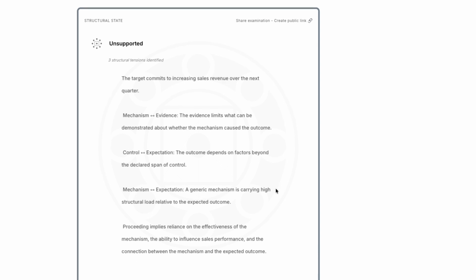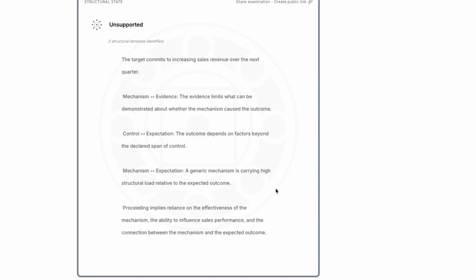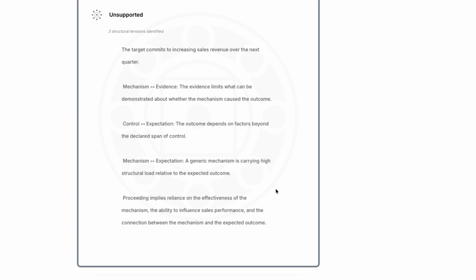Okay, so it's coming back as unsupported structurally. We've got 3 tensions identified. We've got the target commits to increasing sales revenue over the next quarter. We've got mechanism and evidence being triggered. The evidence limits what can be demonstrated about whether the mechanism caused the outcome. So those two, there's a misalignment there. We've got control and expectation being triggered. The outcome depends on factors beyond the declared span of control.